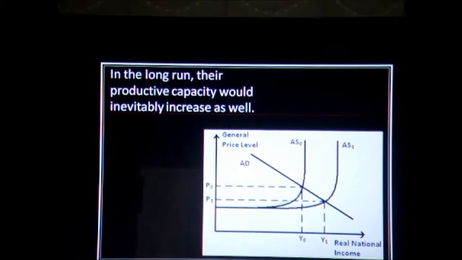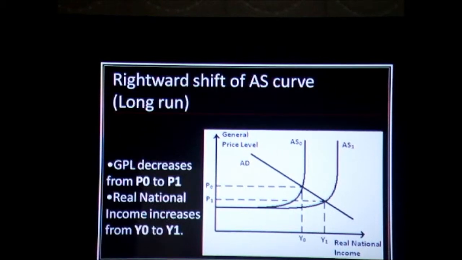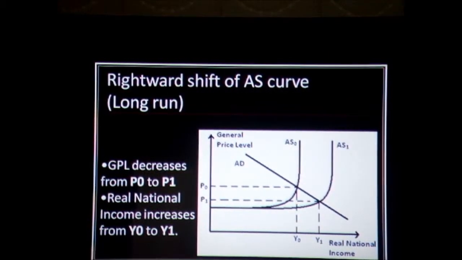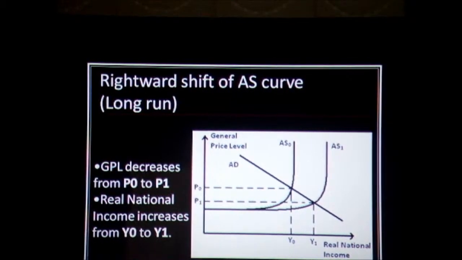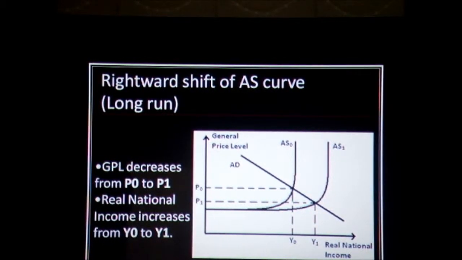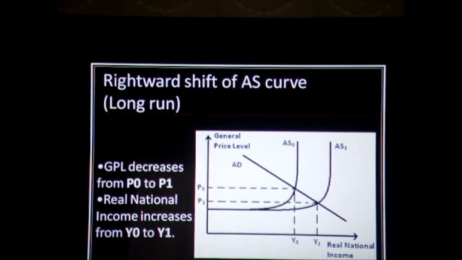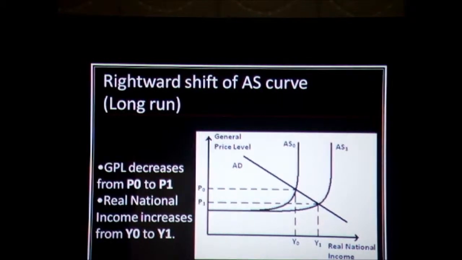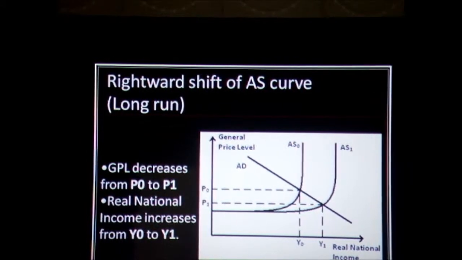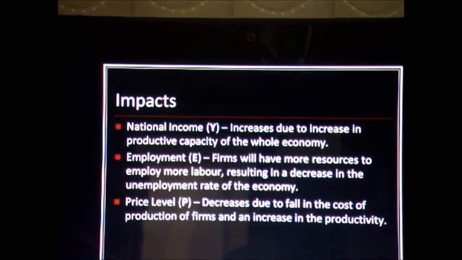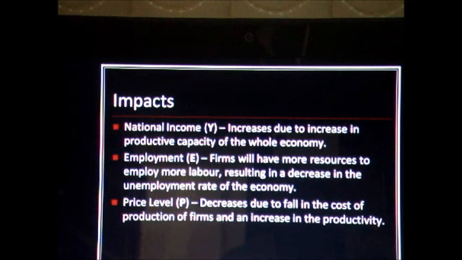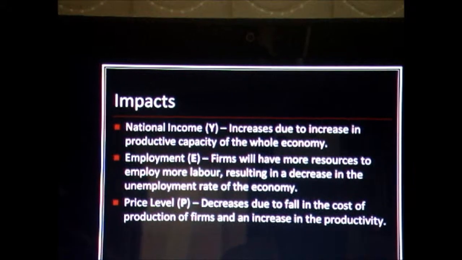With reference to a figure, a fall in the cost of production in the long run shifts the AS curve rightwards from AS0 to AS1. This, again, lowers the general price level from P0 to P1 and raises the real national income from Y0 to Y1. The economic impacts are: the national income will increase due to the increase in productive capacity of the whole economy.